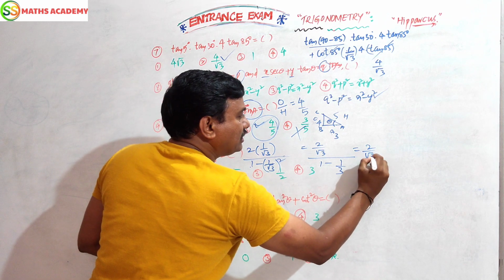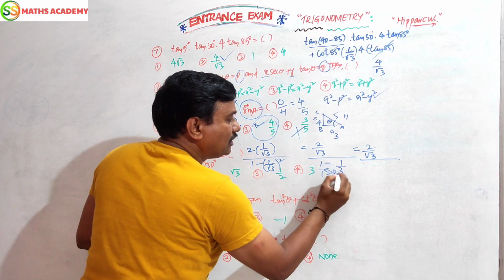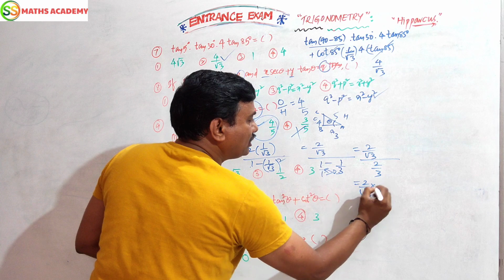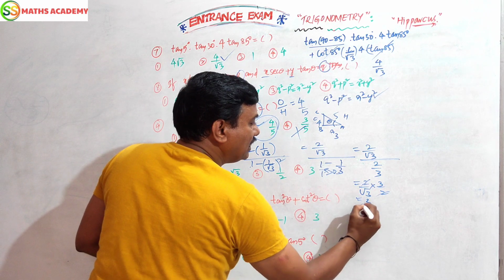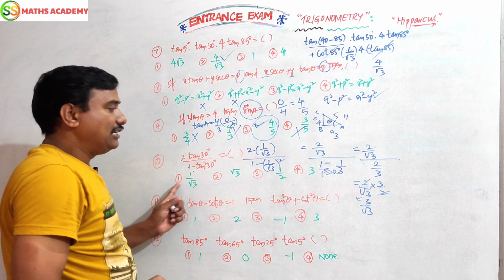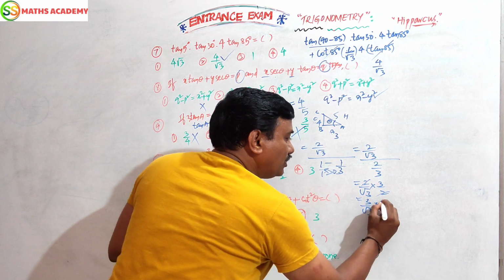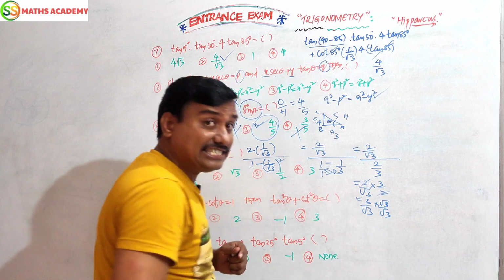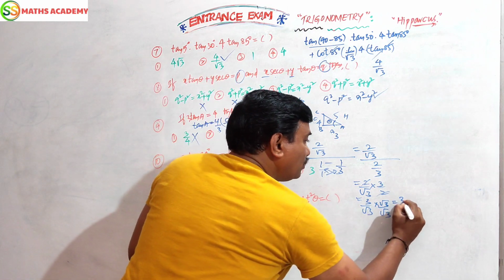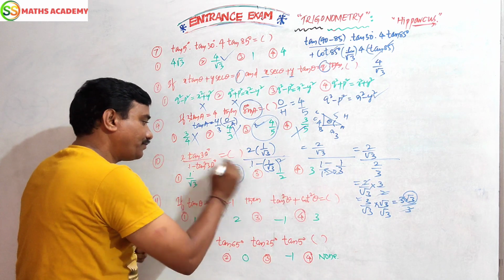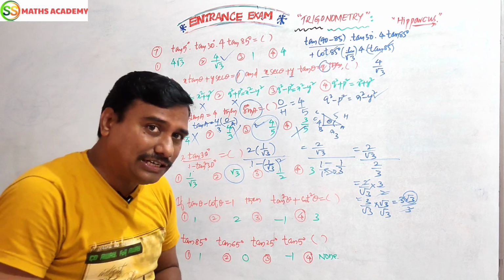Again do the cross multiplication for the denominator here. 3 into 1 is 3, 1 into 1 is 1, so 2 by 3. Again you write 2 by root 3 into the reciprocal 3 by 2. The 2 gets cancelled, giving 3 by root 3. Here 3 by root 3 is not acceptable because the denominator has an irrational number, so do the rationalization with root 3. 3 root 3 by 3, the 3s get cancelled. Final answer is root 3. This is your answer.